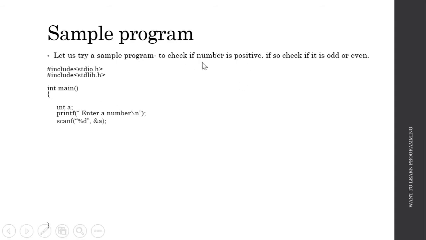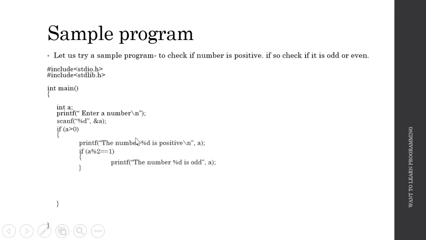Now, to check if the number is positive, we will first use an if block: if a is greater than 0. If a is greater than 0, first we will print that the number is positive. After printing this statement, we will check if it is odd or even. To check that, we write an if statement saying if a mod 2 is equal to 1, then printf that this is an odd number. Else, if this is not an odd number, then we check if it is an even number.